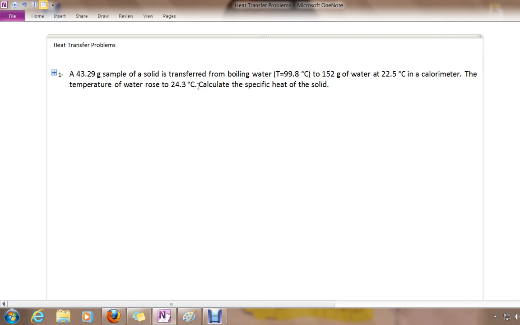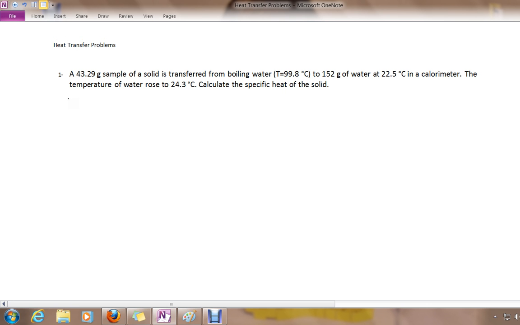Okay, let me solve the problems I did in the lab again. If you're interested in looking at it, yesterday in the lab, probably some of you didn't understand exactly what we do. Just a review. If you want to review it, it's always good. So a 43.29 gram sample of a solid, right?